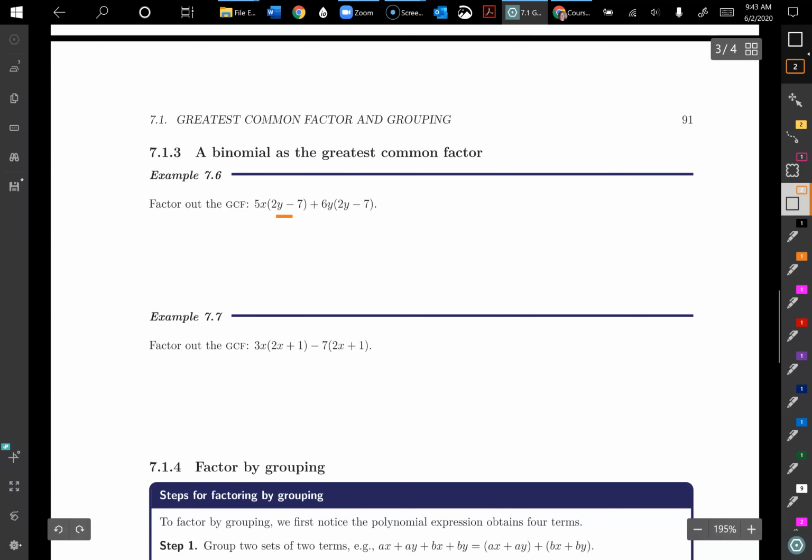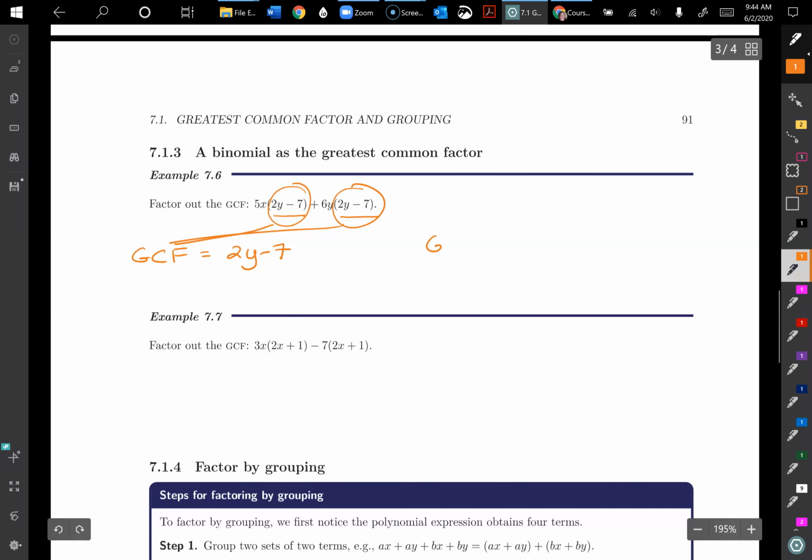So here we have 2y minus 7, we see it twice here. Okay, so let me read this whole thing first. We're going to pick this apart. 5x times quantity 2y minus 7 plus 6y times quantity 2y minus 7. So that's common to both of these terms. So again, just like I did with that 4 in the previous video, I just pull that out. That's my GCF. So identify my GCF, and that is 2y minus 7.